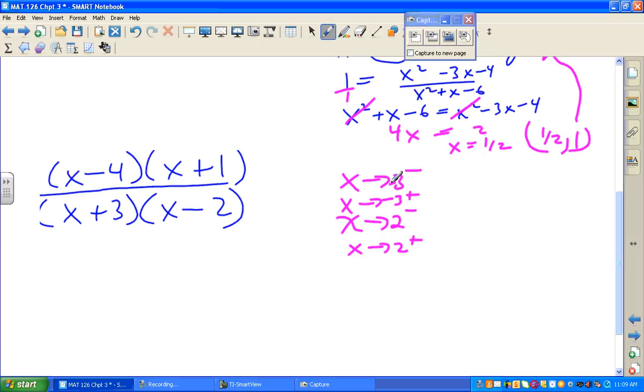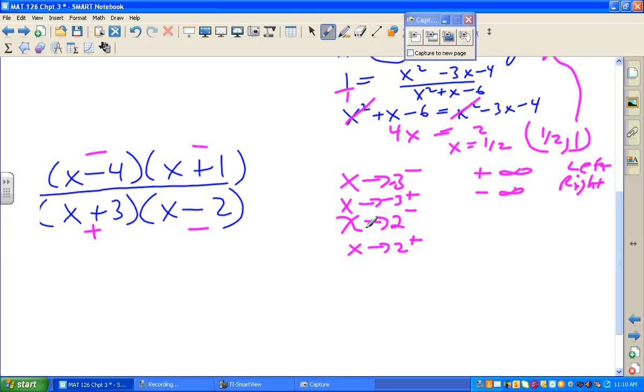If I put in something like -3.1 on the left, that'd be a negative, a negative, a negative, and a negative. So it's going to positive infinity. If I put in like -2.9, negative, negative, that'd be a positive, and a negative. So it'd be negative infinity on the right side. Remember, that means the left, and this means the right.